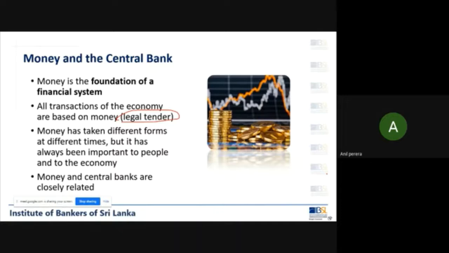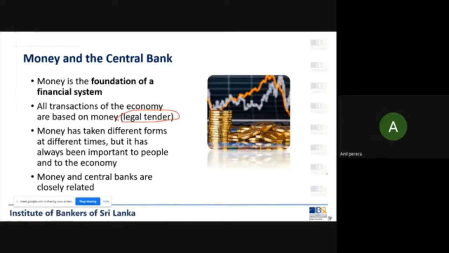Now it has different forms. It has taken different forms throughout the history. Money has a long history. Even from the pre-modern era, we will observe the usage of money in various forms. 1,000 years back, we have seen the usage of money. So it has taken a long journey. Through that long journey, it has taken different forms at different times.